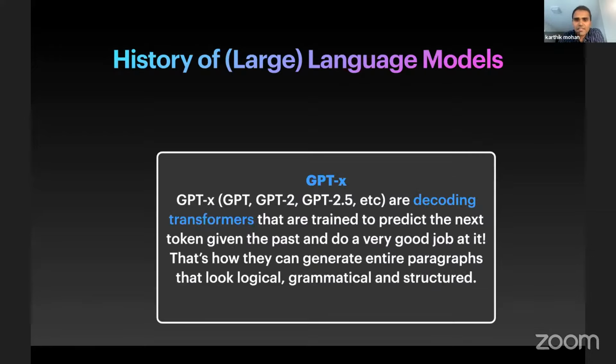So we have GPTs that are trained to predict the next token given the past, or missing tokens given the whole sentence. And they are very sophisticated, and they use billions of data points, and maybe these days even trillions of tokens. And that's why they're able to do some abstract memorization, but also understand sentence construction and do a fantastic job in generating entire paragraphs that look logical, grammatical, and structured, right? So sentence construction is very, very nuanced.